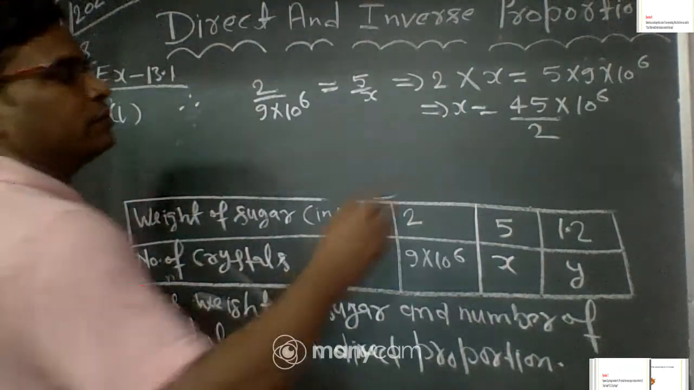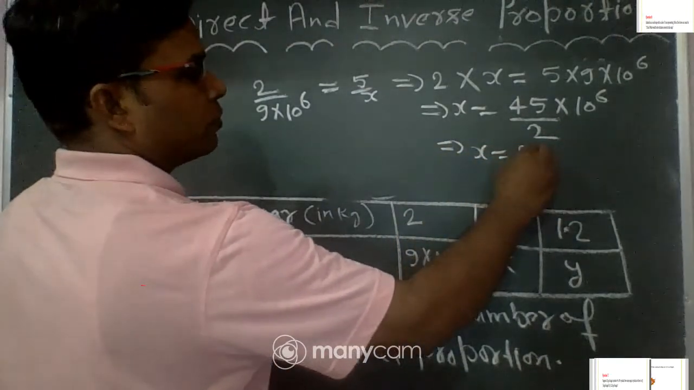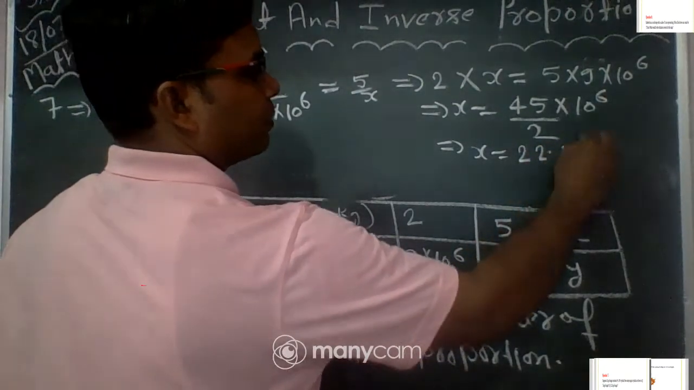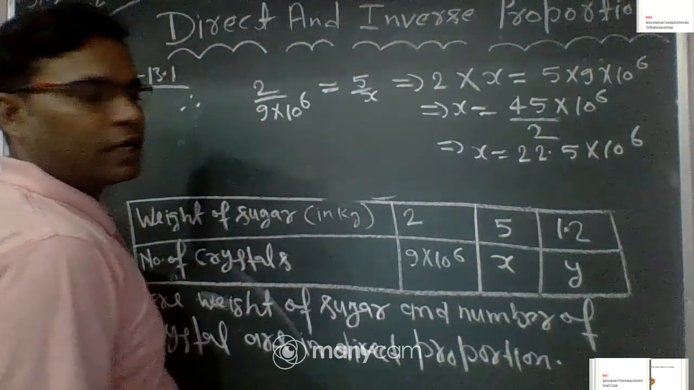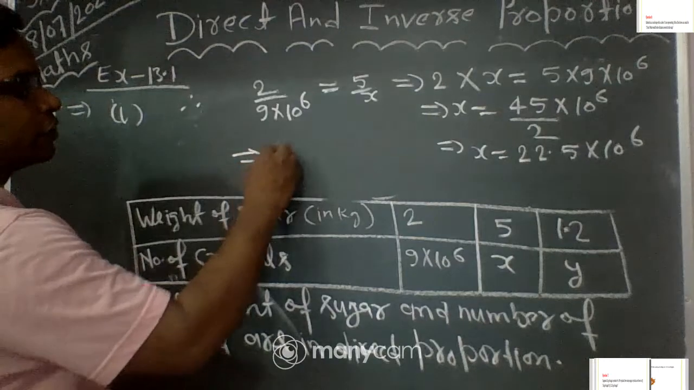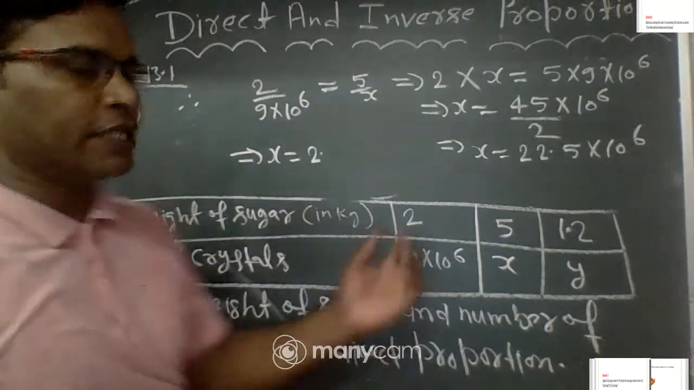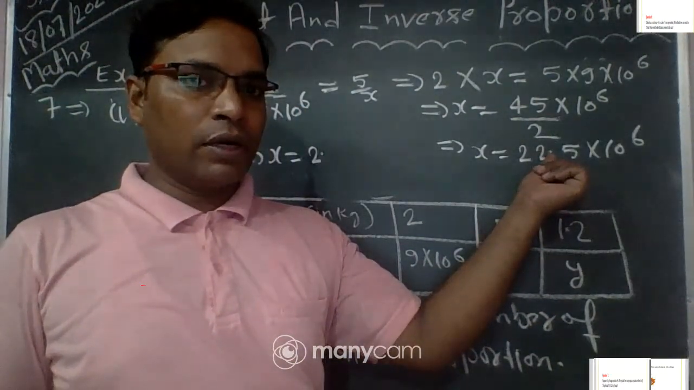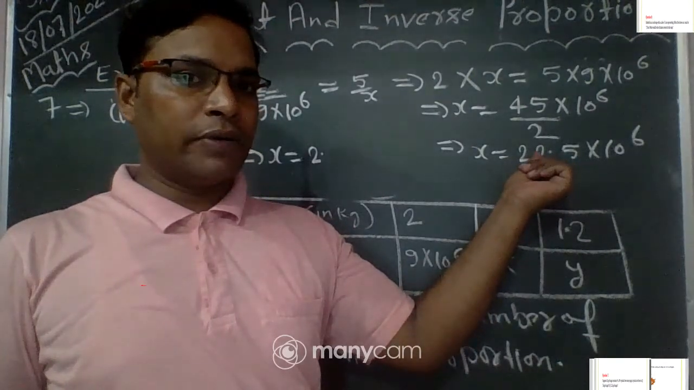Okay. Now you can find here x is equal to 22.5 into 10 power 6. Clear? Or you can write it x is equal to 2 point, we write it in standard form. So you can see here the decimal point is here, so we move the decimal point to the left by one digit.